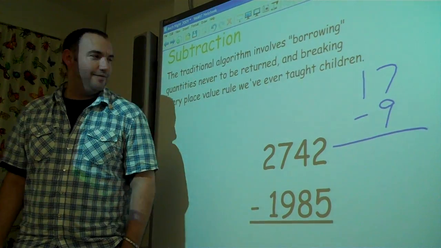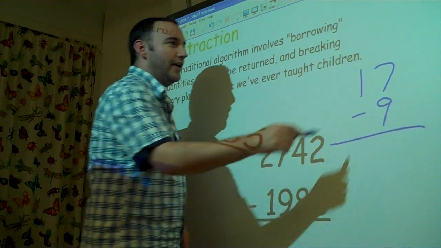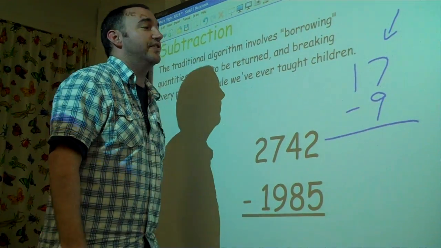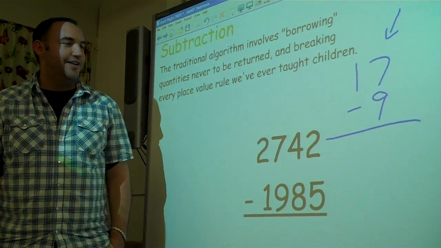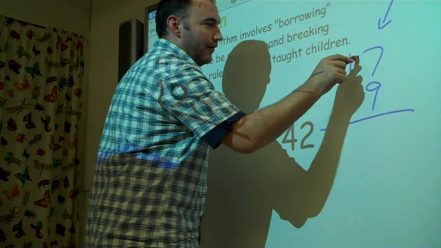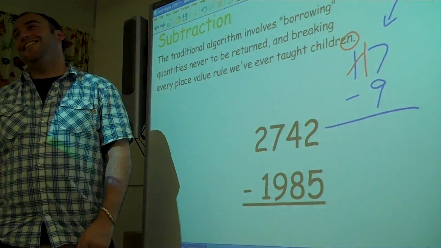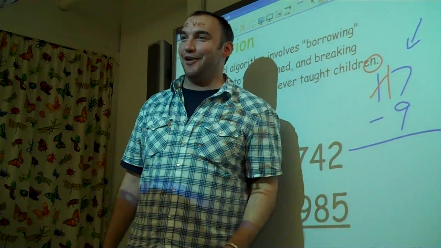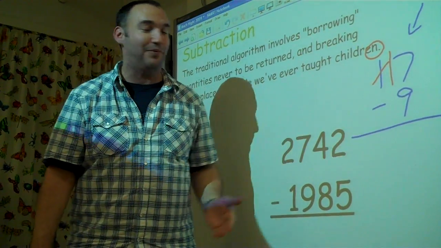17 take away 9. The traditional algorithm says I always start in the ones column, all the way to the right. It's not always a ones column. And I say I can't take 9 from 7, so I have to regroup. I have to borrow. That I can do. I can do 17 take away 9. Thank goodness I've changed it into this friendly problem.